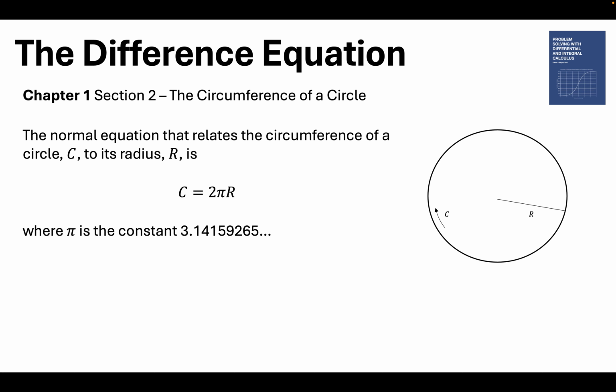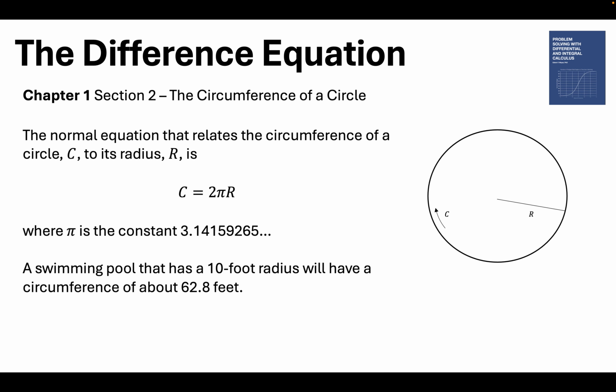Pi is 3.14159, etc. Just some constant. So a swimming pool that has a 10-foot radius will have a circumference of about 63 feet. This relationship is linear. C versus r is a straight line.